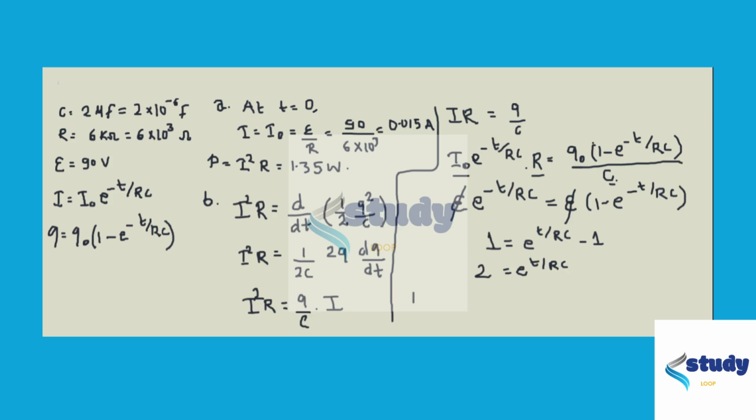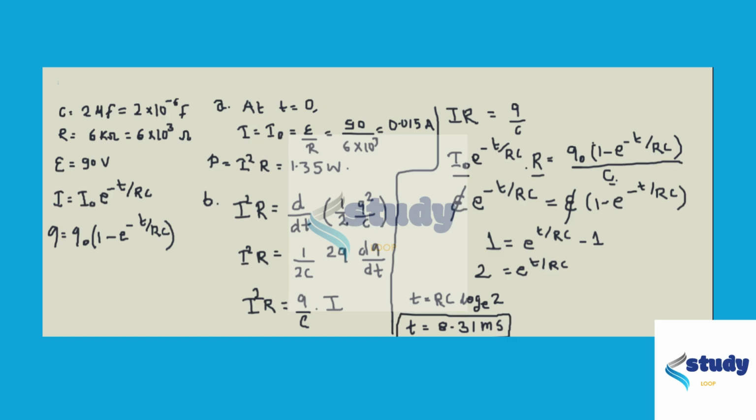So t equals RC log natural 2. Now you know the value of R, you know the value of C, you know ln 2. Just calculate those all and plug in here. Then this gives me t equals 8.31 milliseconds. So we are done with part B of the question.